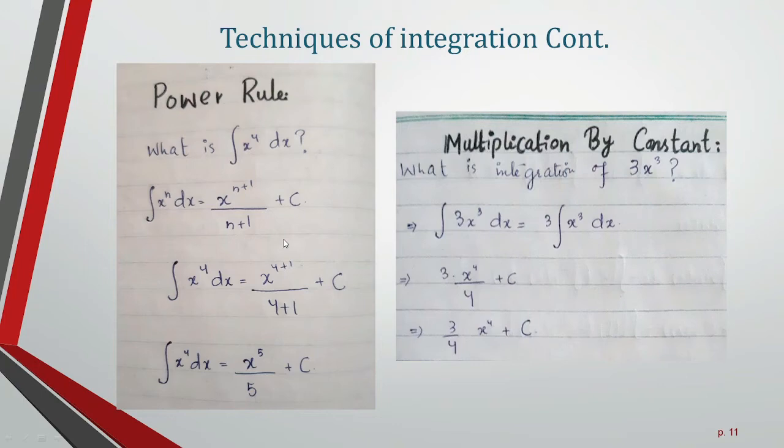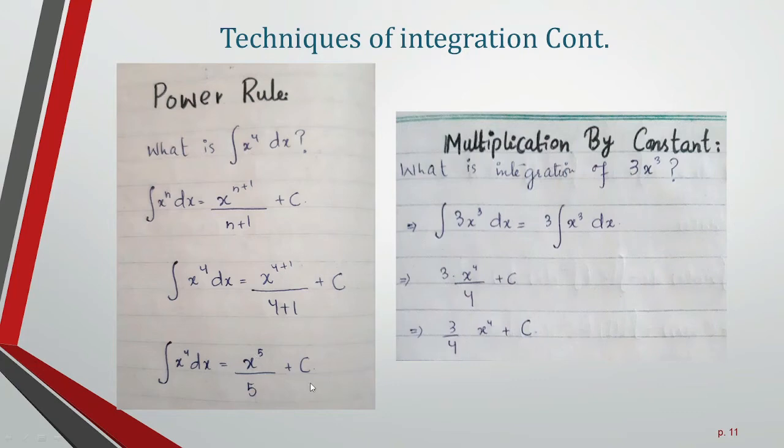We have the formula for the power rule, which is x raised to n plus 1 over n plus 1, plus c. What is the reason to add c? I will tell you later. Now, for x raised to 4, 4 plus 1 will be 5. Here the function is x raised to 4, so we get x raised to 4 plus 1 over 4 plus 1. The integration of x raised to 4 is x raised to 5 over 5, plus c.